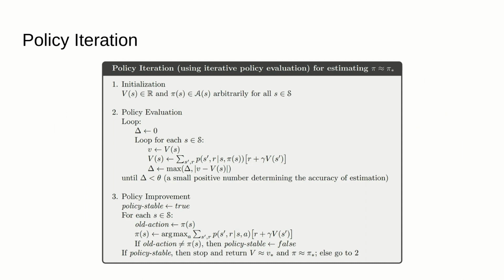The full policy iteration algorithm is shown here, and it's just a back and forth between policy evaluation and policy improvement. So in policy evaluation, V can be initialized to be the state value function for the previous policy, which speeds up convergence.